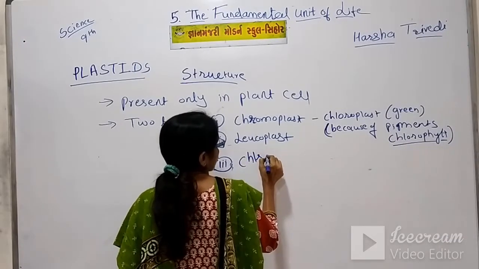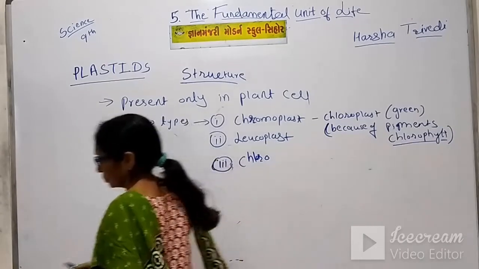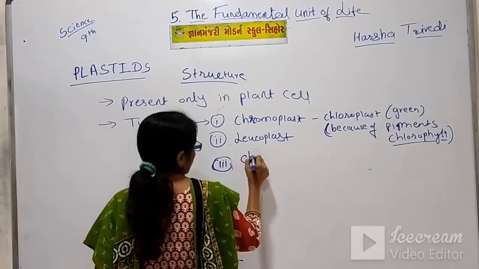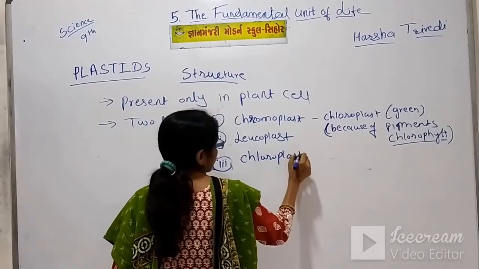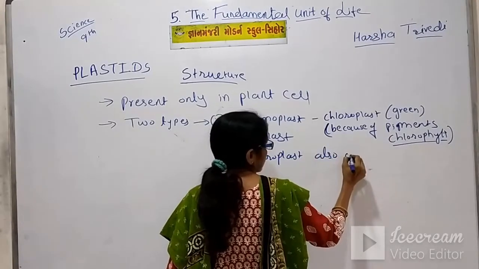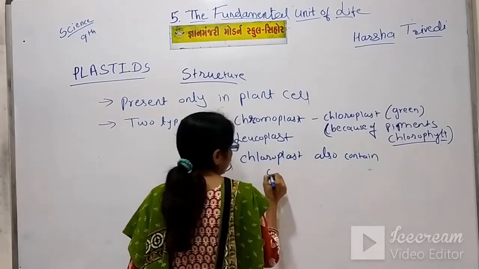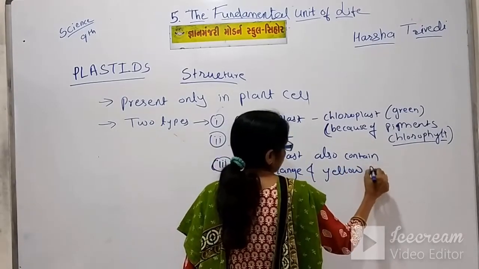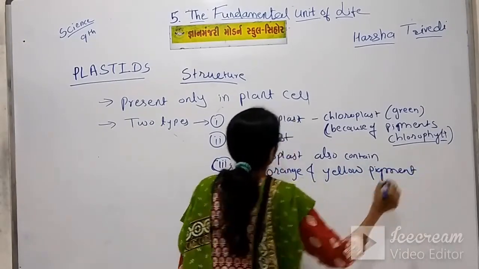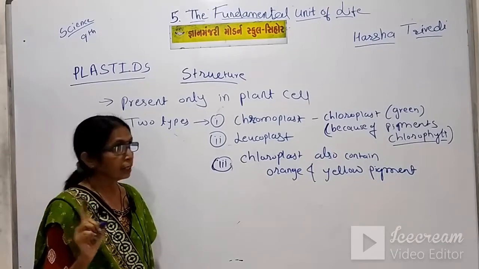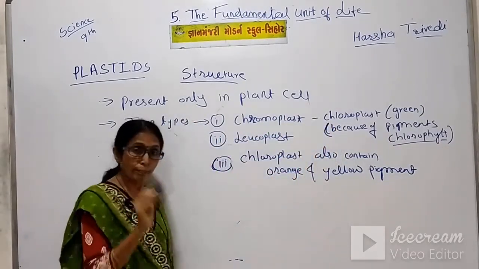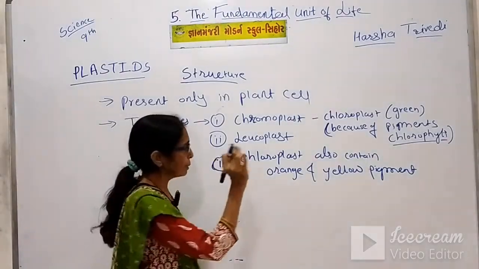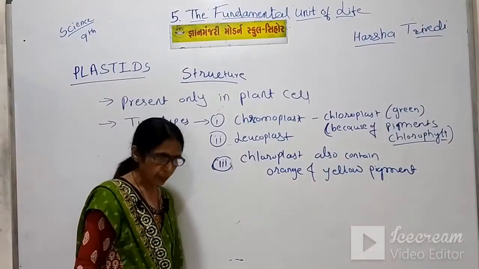Chloroplast also contains orange and yellow pigment. Okay students, so chromoplast means colorful. If it is green in color, it is chloroplast, mainly green color is there. But sometimes this chloroplast also possesses orange and yellow pigments.